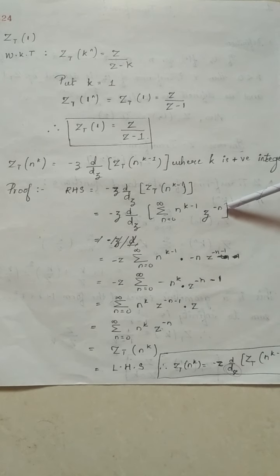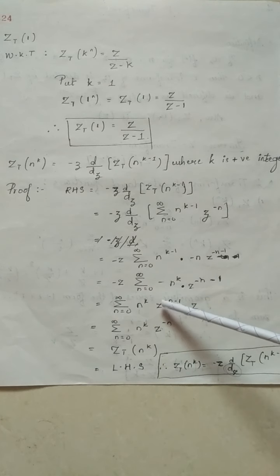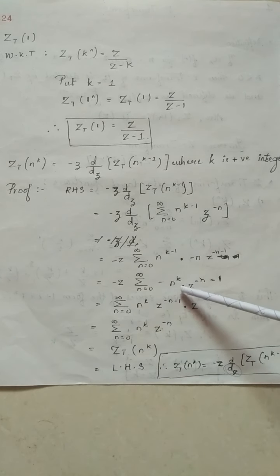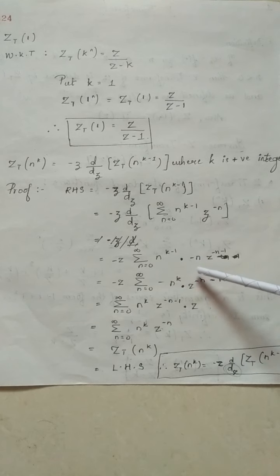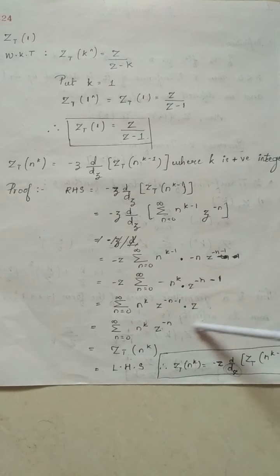So z raised to minus n, differentiating with respect to z, we get minus n, z raised to minus n minus 1. So now this becomes minus z as it is, summation n is equal to 0 to infinity minus n raised to k, because n raised to k minus 1 times minus n becomes n raised to k, and z raised to minus n minus 1, keep it as it is. And this z, take under the summation sign and simplify.